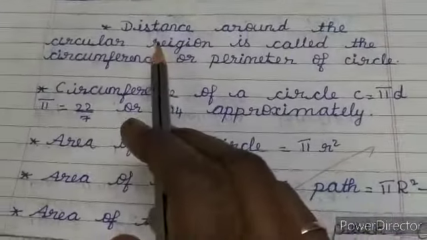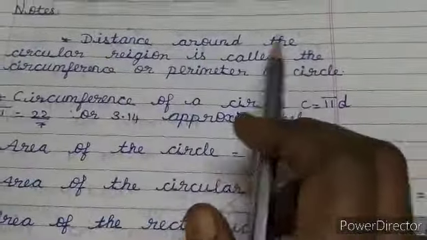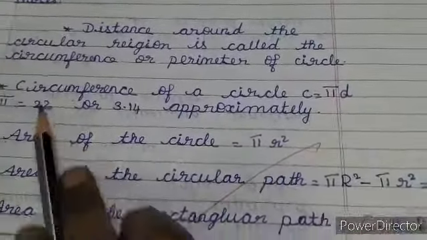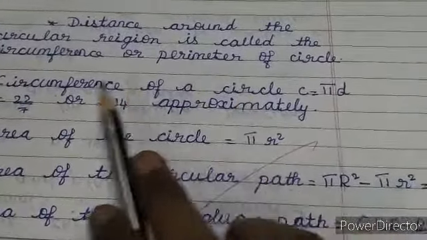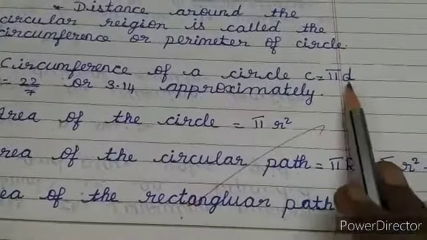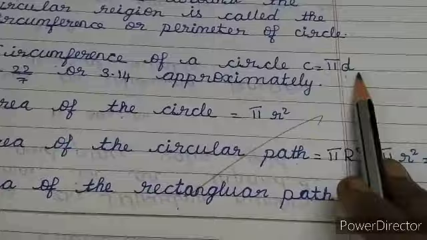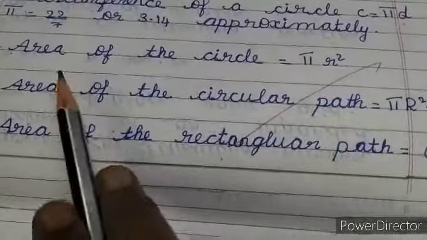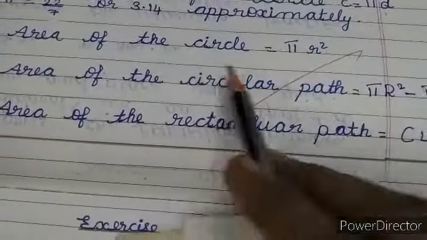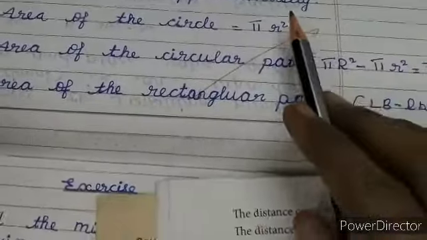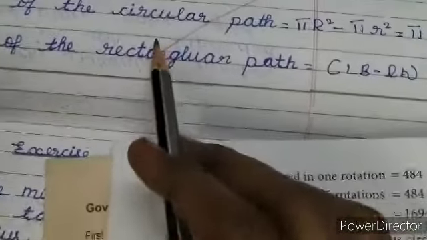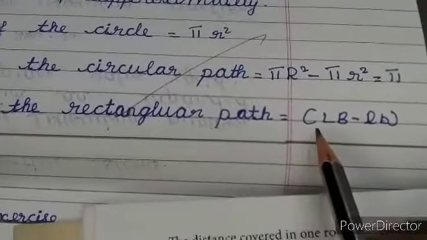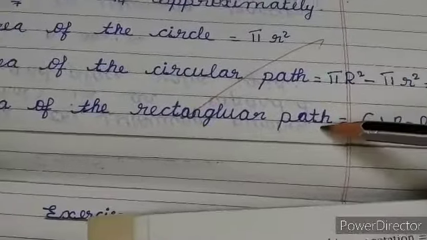The notes you have to write in the classwork: distance around the circular region is called the circumference or perimeter of a circle. To find the circumference of a circle, when diameter is given, it is pi d. When the radius is given, it is 2 pi r. For the next exercise, you have to write the formula: area of the circle is pi r square. And for 2.3, we are going to solve circular path and rectangular path. For that, the formula is given in the book. Later, we can discuss these three formulas.